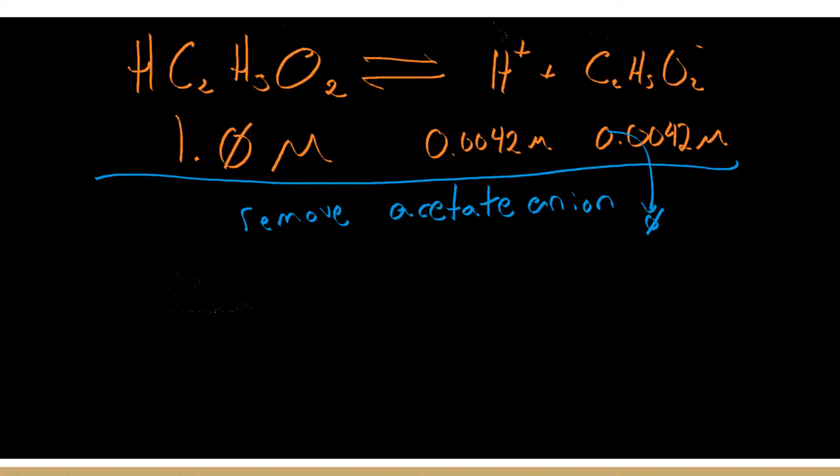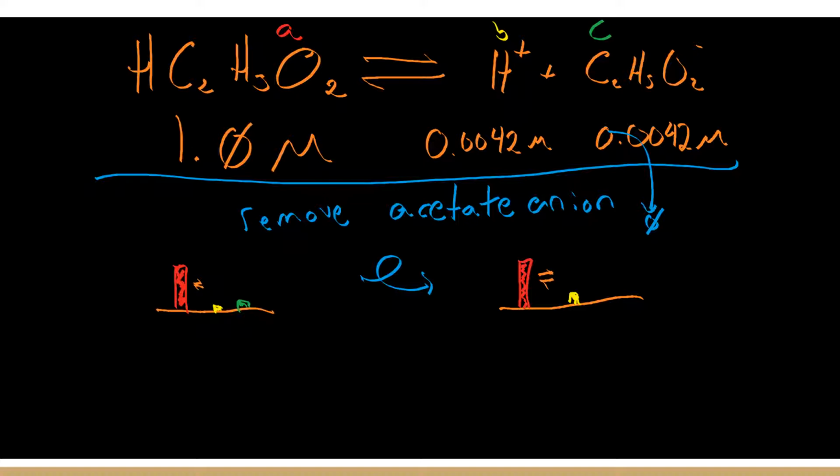So what happens, for those of you who like pictures, is that you start off with a whole lot of acetic acid and small quantities of H plus and acetate. And then you dump in the silver nitrate, and that pulls the acetate out of solution, leaving you with your disturbed equilibrium with acetic acid, H plus, and nothing. We've pulled out all of the acetate anion.